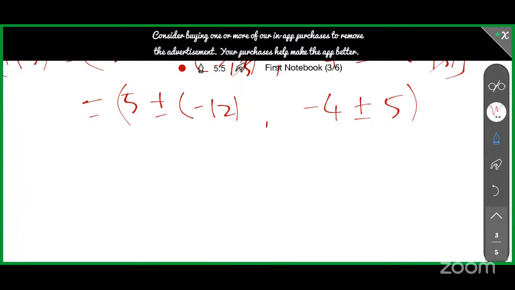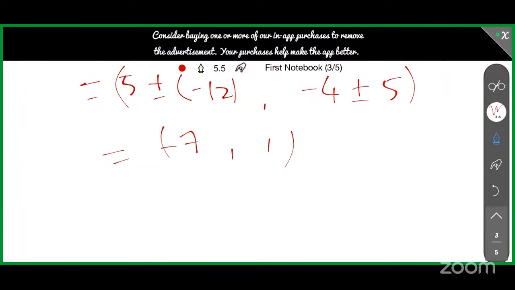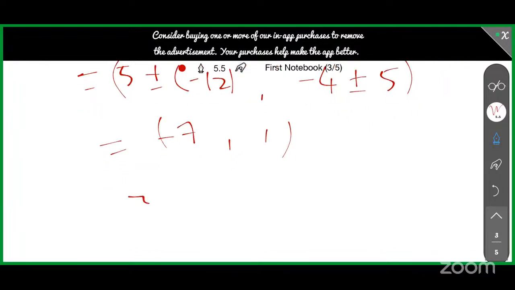If I take 5 minus 12, it will be minus 7. If I take minus 4 plus 5, it is equal to 1. This is one coordinate. Yes or no? Yes, sir. If I take 5 plus 12, it is equal to 17. This will be equal to minus 4 minus 5, which is minus 9. So these are the 2 points from point A on the line whose distance is 13 units. Is it clear?